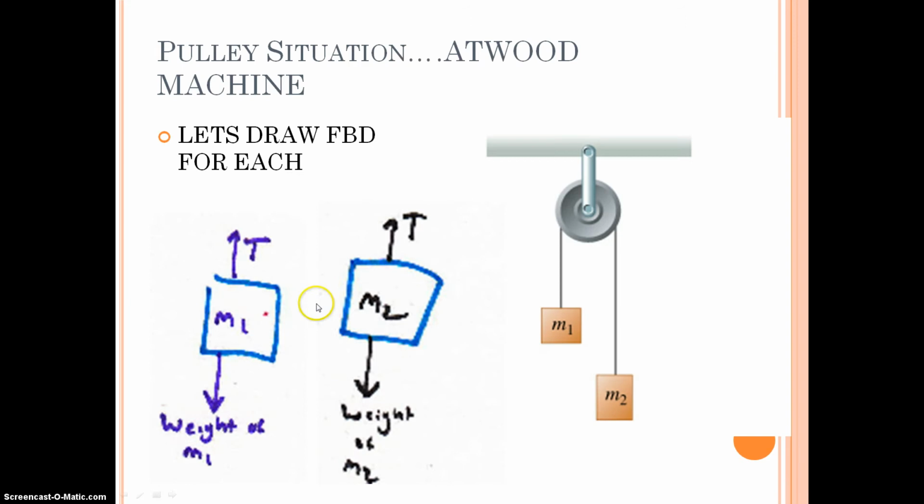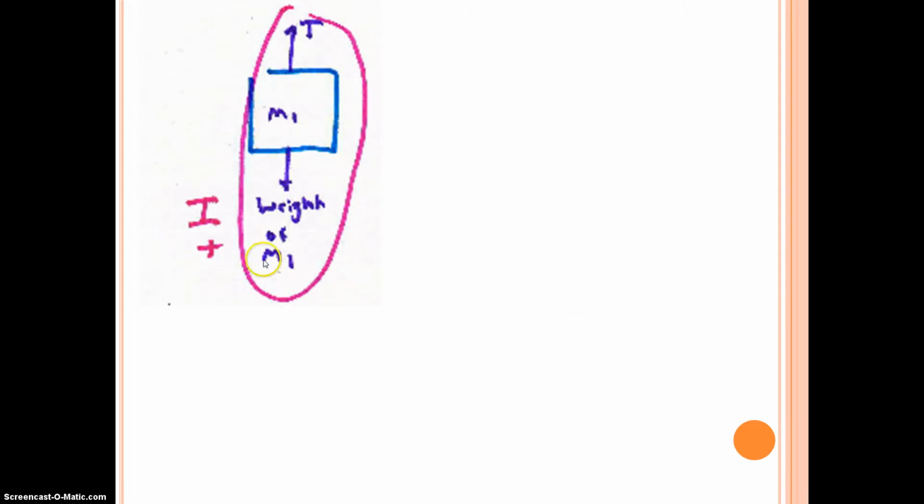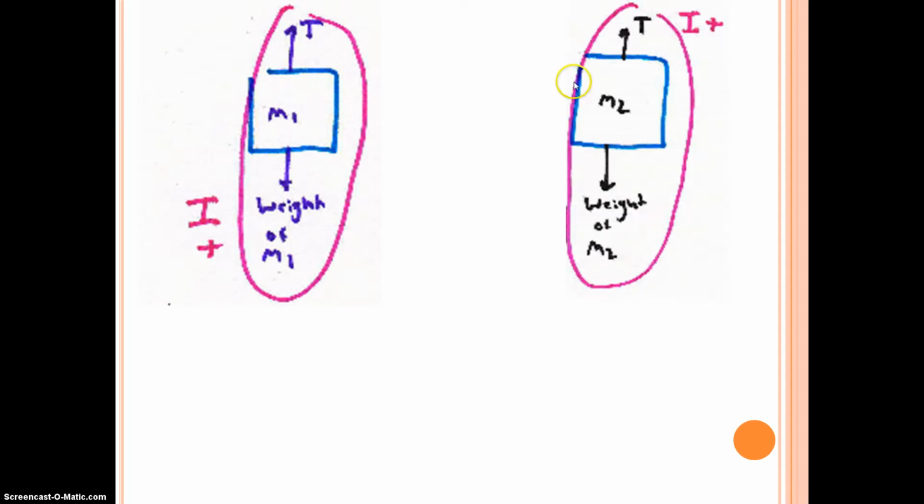I didn't want to show that. I'm screwing myself up. Now let's circle them and say which way the imbalance is. If M1's heavier, which way will it speed up? Up or down? Down. So let's say the imbalance is down and positive is down, because positive is always which way the imbalance is. What about for M2? Which way is the imbalance there? Good. The imbalance is up because M2 is going to speed up.